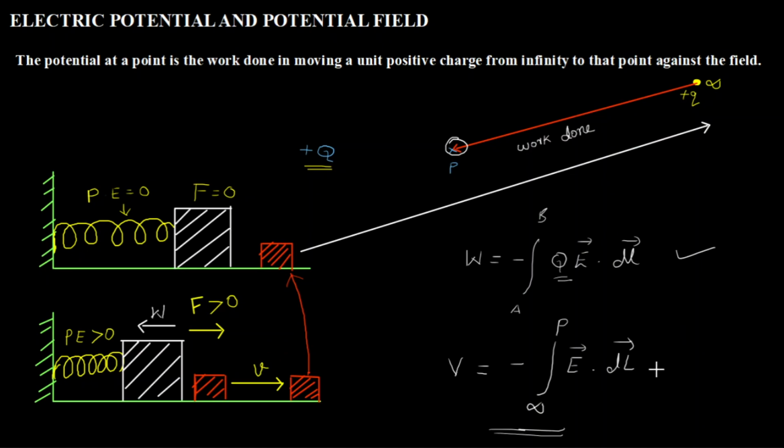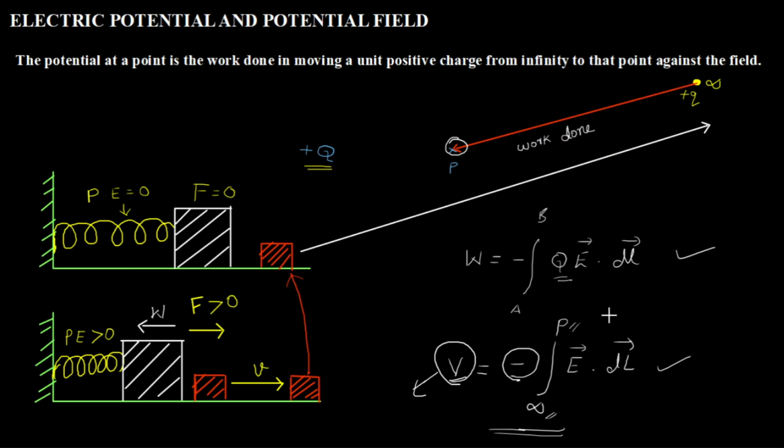So this gives me a mathematical idea of what is the work done in bringing a unit positive charge Q equal to 1 from infinity to a point P against the field. That's why we get this negative, against the field. That is my work done, which is now the same as potential. So potential is denoted by V. Now we have enough idea about what is electric potential.